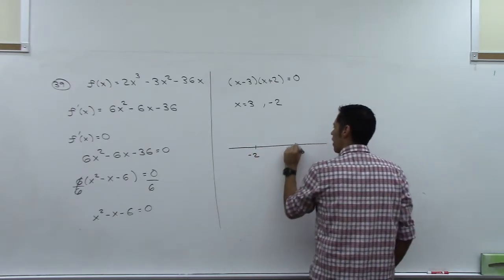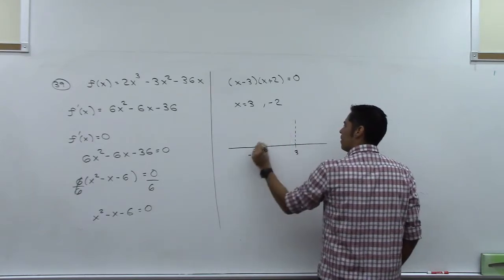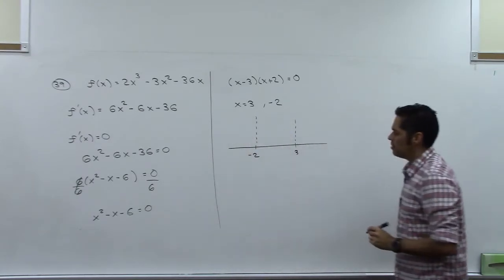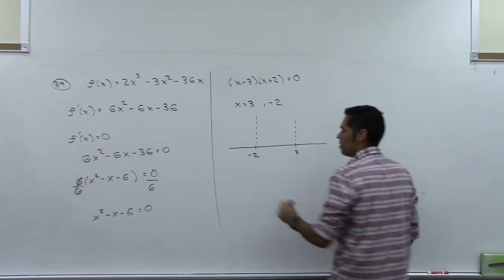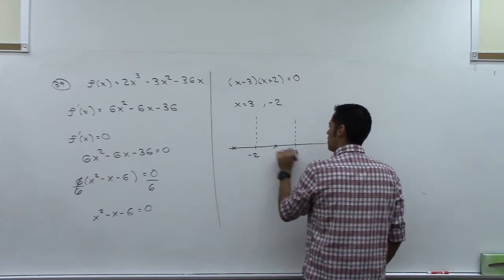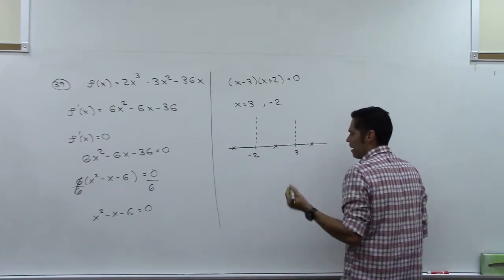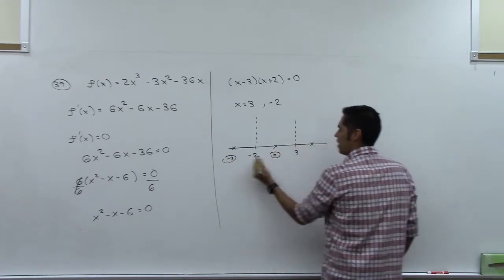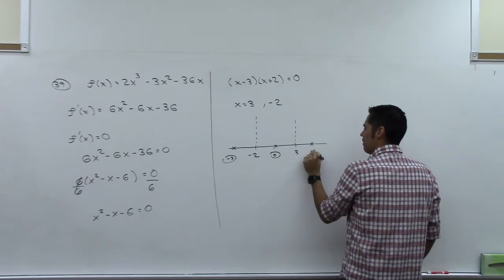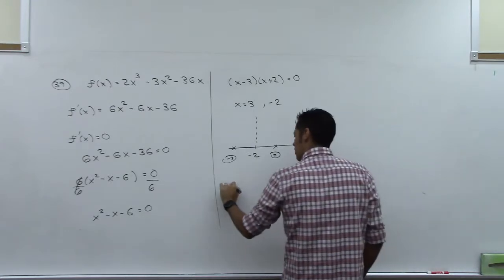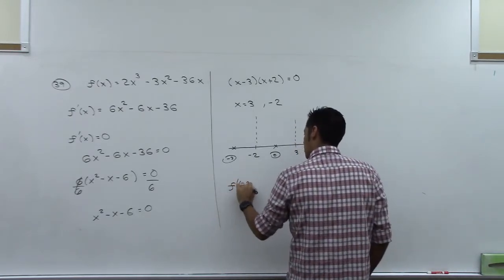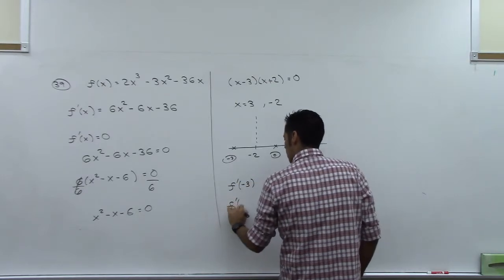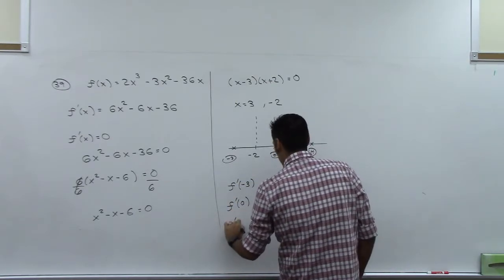I make sure I get them in the correct order. That splits up my number line into three sections, three regions. And now I'm going to pick three test points, one in each region. I get to pick whatever I want. So how about negative 3, 0 (between negative 2 and 3), and then 4. And then I will take these three values and plug them into the derivative to see whether or not I get positive or negative numbers.